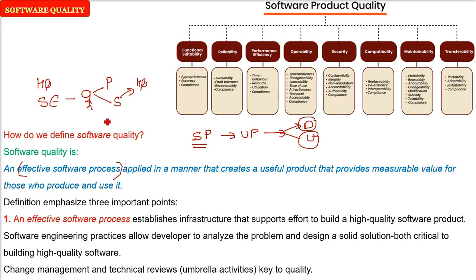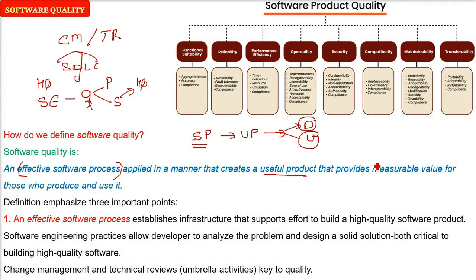So the key to quality is the umbrella activities like change management, technical reviews, code reviews, so many things, validation, verification, and all the software engineering processes applied in the way decided by different SDLCs in different process paths. They must be followed properly, then only you can get a quality product. A useful product is what? Which gives everything that is desired.